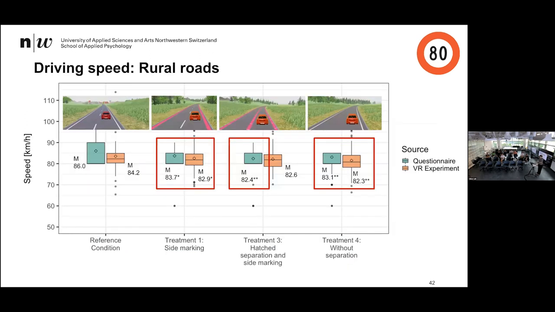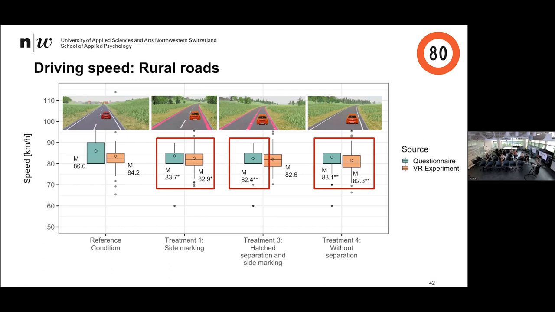Same story for the rural roads. Here it's a bit more consistent. So for all the treatments, we get significant results. Again, the results are small, and mean differences are very small, but consistently in questionnaires and in our experiments, our treatments lead to a reduction of speed choice.